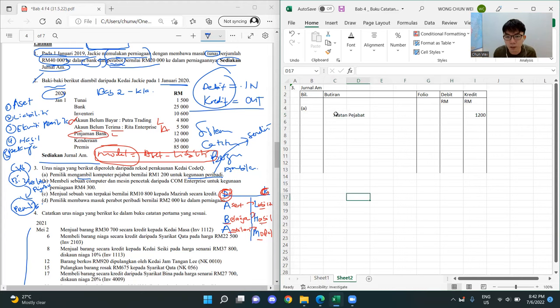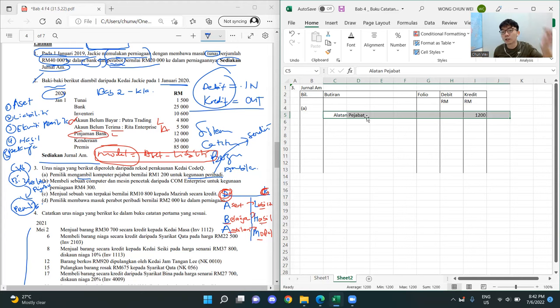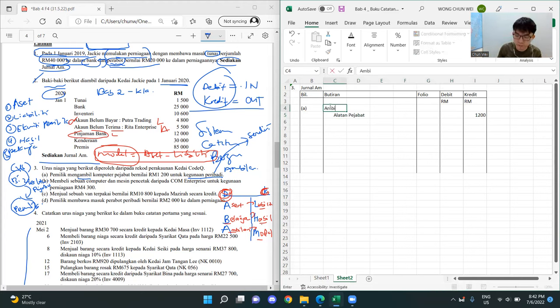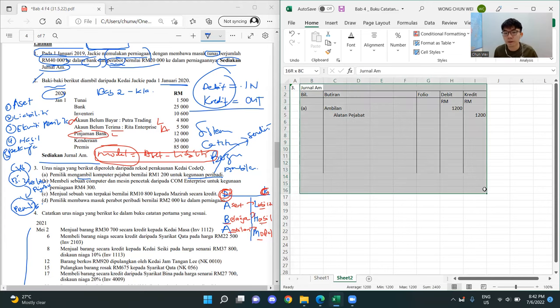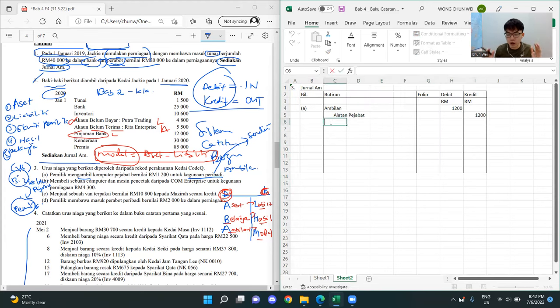So now alatan pejabat telah dikreditkan. So the other account must be debit. And what is that account? It is called account ambilan. Alright, and the amount must be same, 1,200. So this is how you do a system catatan buku, or in English we call a double entry in your jurnal am.